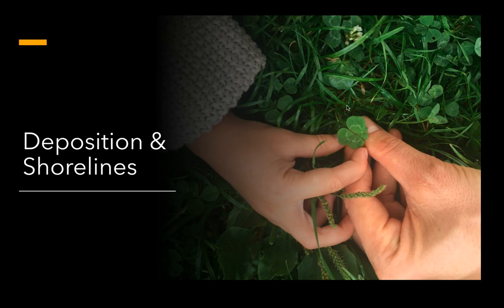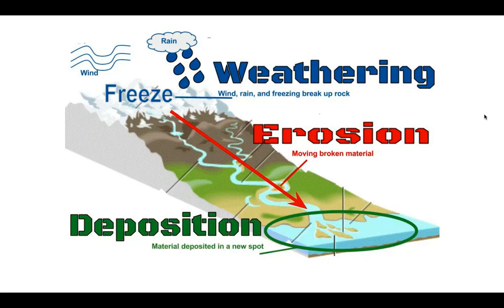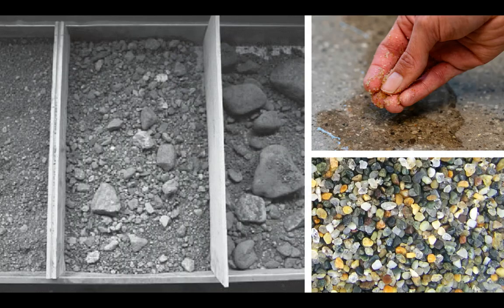So let's talk about that a little bit. That is called deposition, or it deposits something, it drops it off. So here's where the weathering occurs. It can break down different materials, then it moves through erosion and it gets dropped off with deposition.